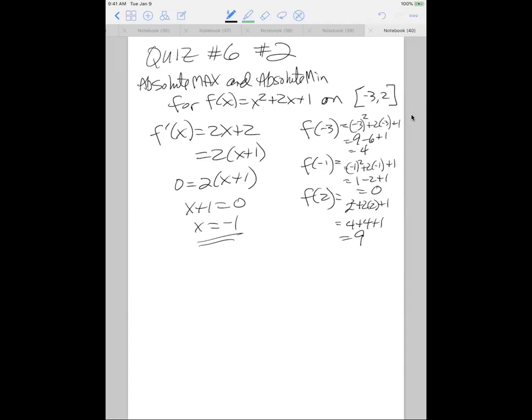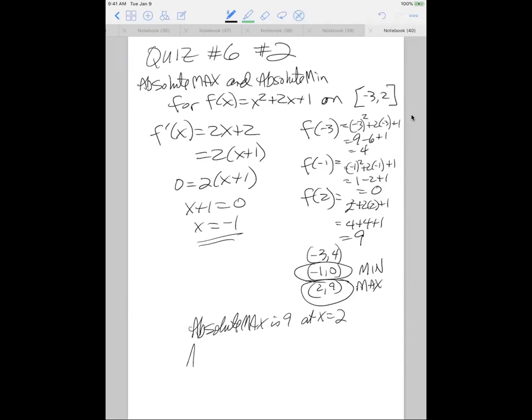So we've got the points -3, 4; -1, 0; and 2, 9. Notice what the largest y value is. The 9 is going to be the max, and the min is going to be 0. So the answer to the question: absolute max is 9 at x equals 2. Absolute min is 0 at x equals -1.